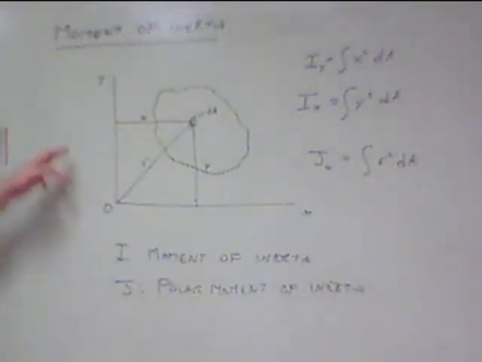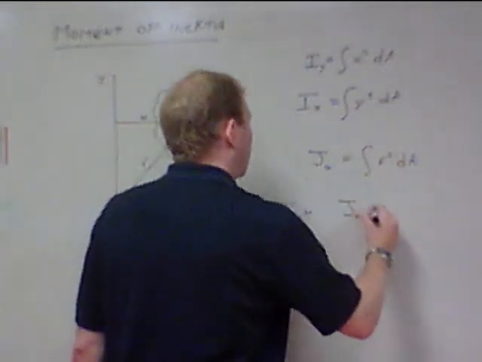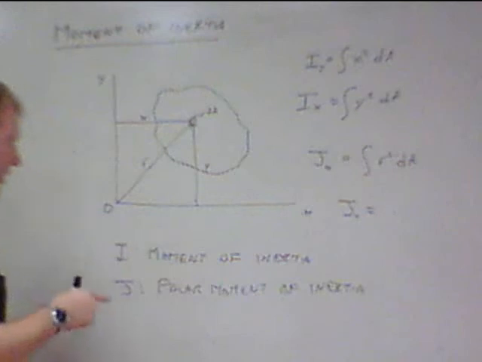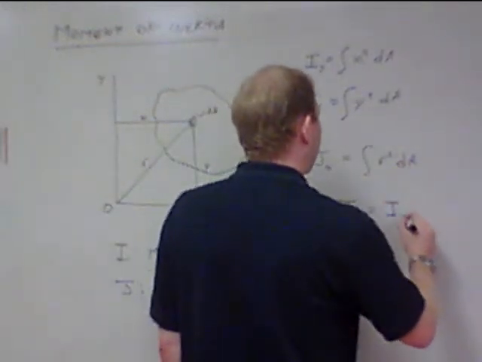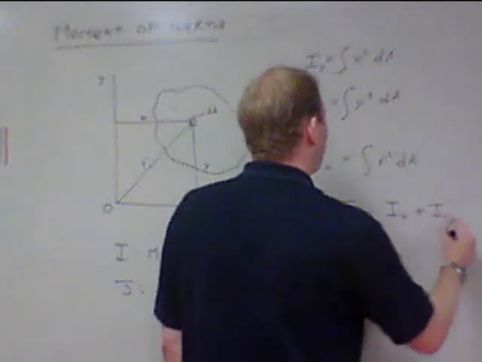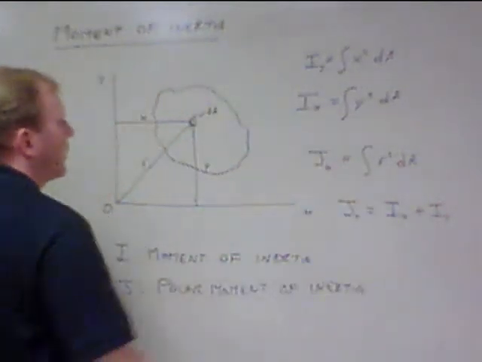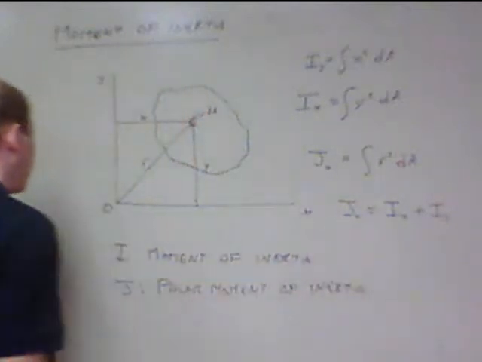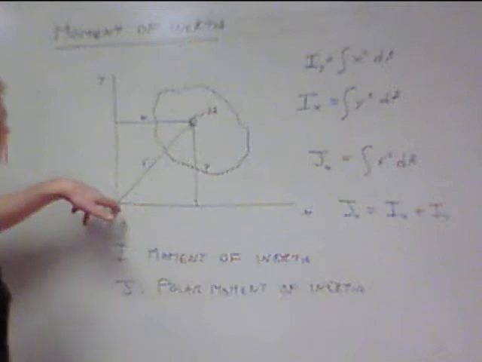Now, because x squared plus y squared equals r squared by the Pythagorean theorem, J about the origin, again the polar moment of inertia about the origin, is equal to Ix plus Iy. Because x squared plus y squared equals r squared, we can substitute these in, and we do get that term there. Another way to think about this is rotating about the origin.